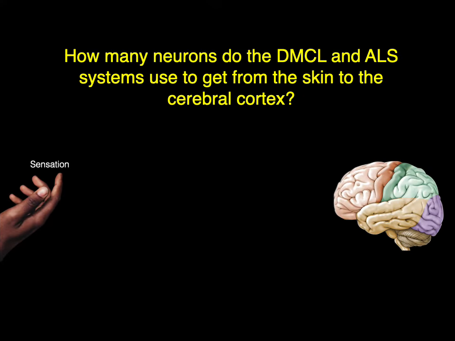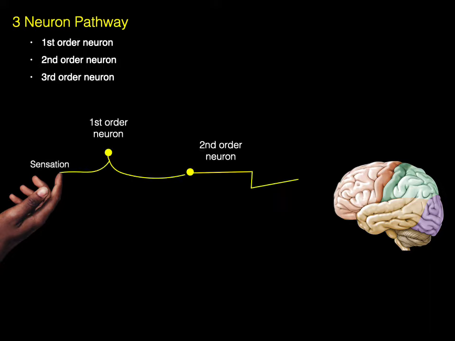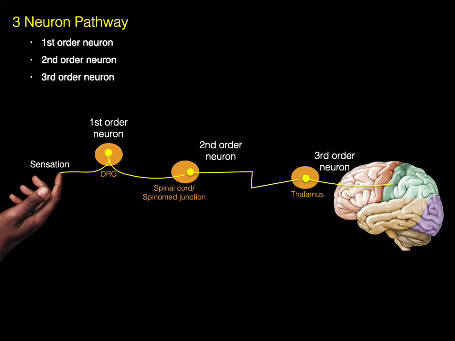proprioception. Now, how many neurons do the DCML and ALS systems use to get from the skin to the cerebral cortex? This is a 3-neuron pathway: a first, second, and third order neuron. Sensation goes in a first order neuron, second order neuron, and a third order neuron. The first order neuron cell body is in the dorsal root ganglion. The cell body for the second order neuron is in the spinal cord or spinomedullary junction. And then the cell body for the third order neuron is in the thalamus.